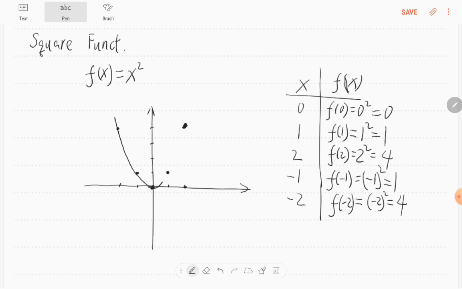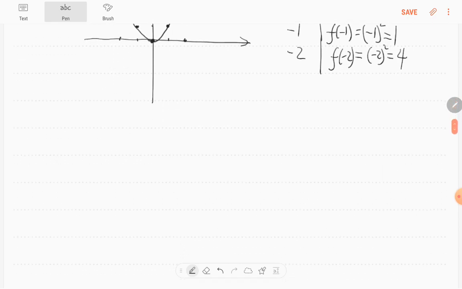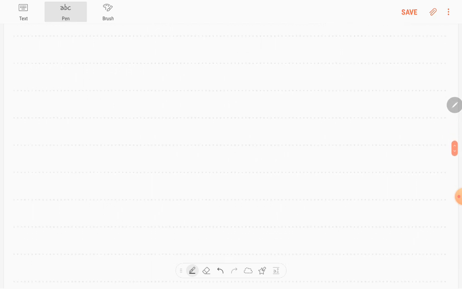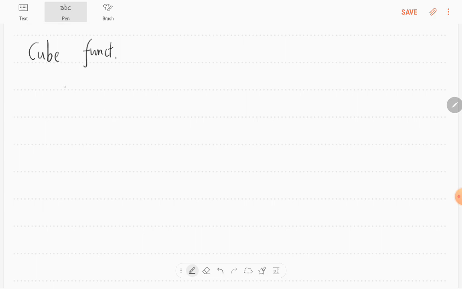Okay. So this is the graph for the square function. So all the square function will have this kind of shape. Okay. The next one is called a cube function. Cube function is f of x equals x cubed. Y equals f of x equals x cubed, right?